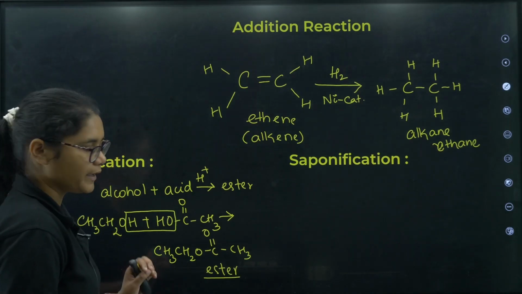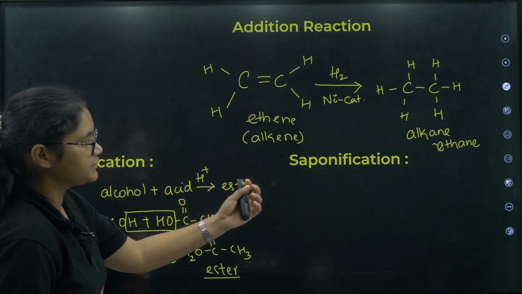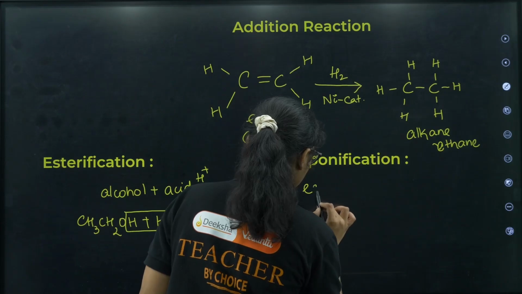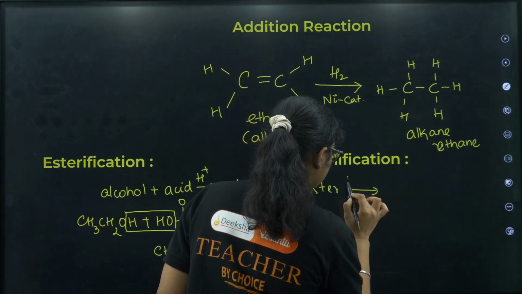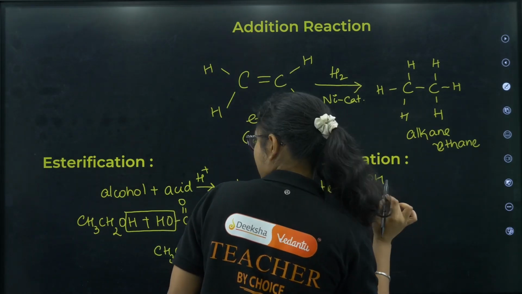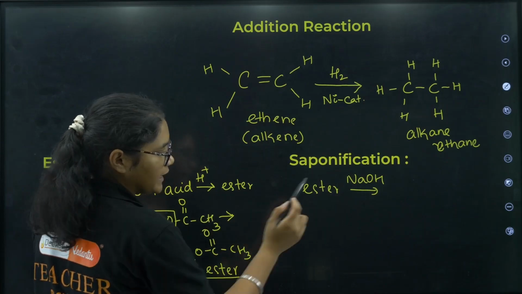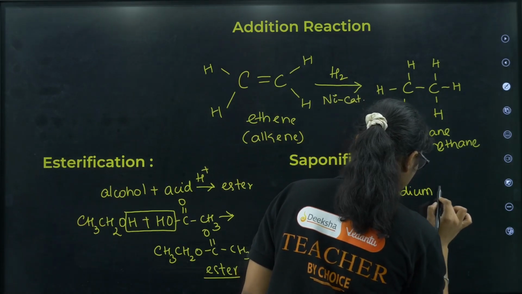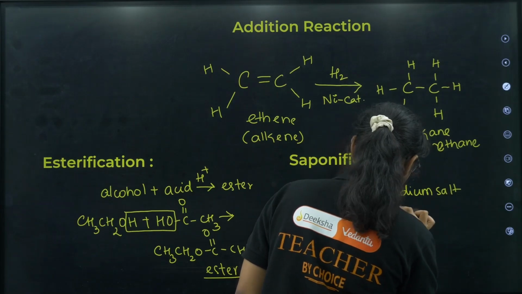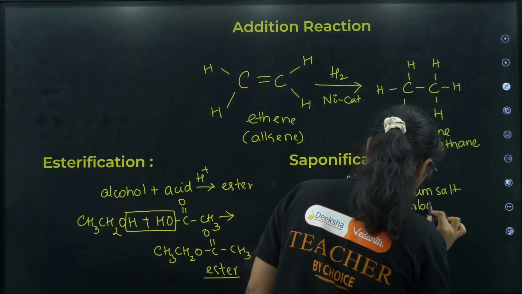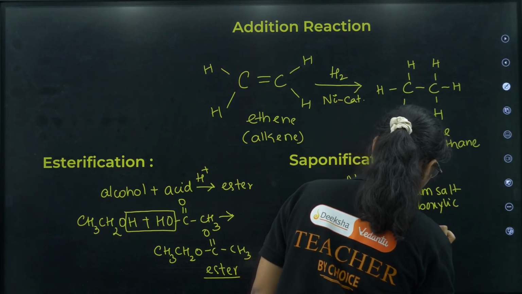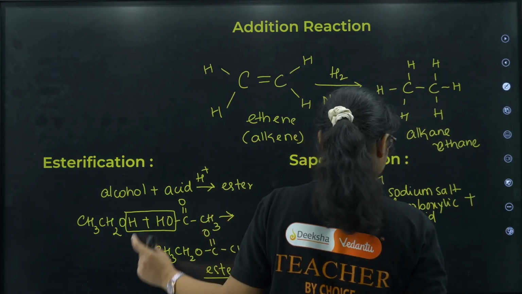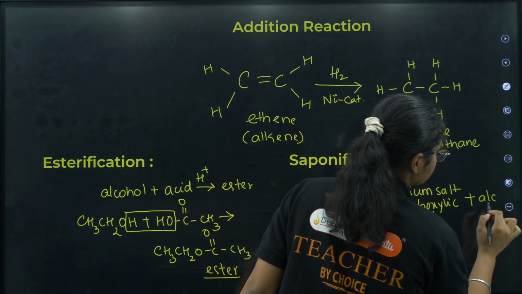Clear? Now the opposite of this reaction is called the saponification reaction. You take an ester and you treat it in presence of NaOH. Here you were taking acid, here you will take base, and then you will get the sodium salt of carboxylic acid plus an alcohol.